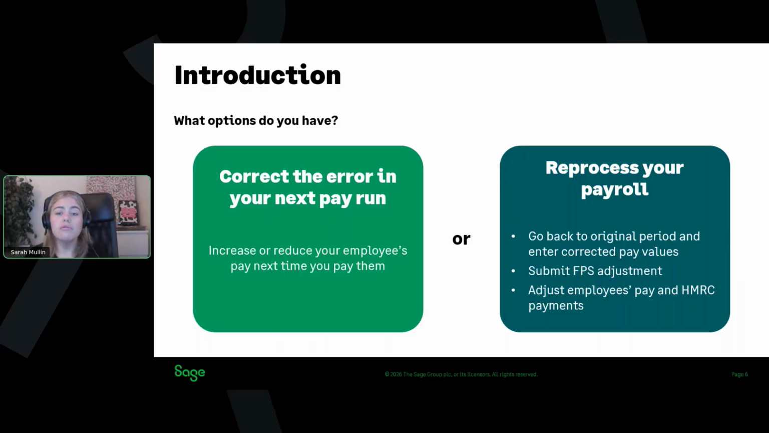The second option is to reprocess your payroll. So that's to reprocess the original pay period. And this is the one that we'll be focusing on today. You'd be going back to the original pay period, entering your corrected values, submitting an FPS adjustment, and then adjusting the employee's pay and any payments to HMRC as well. And like I said, this is the one that we'll be looking at closely today.